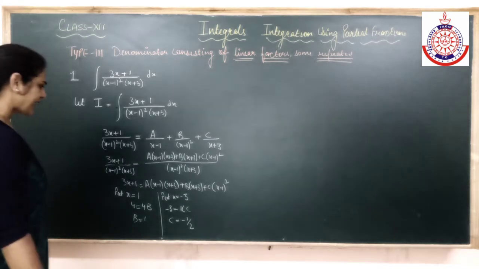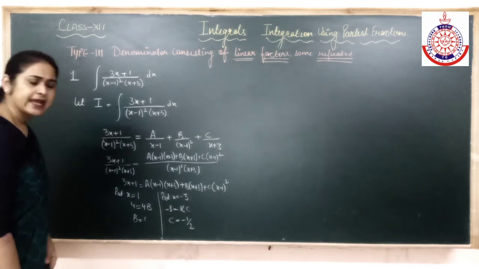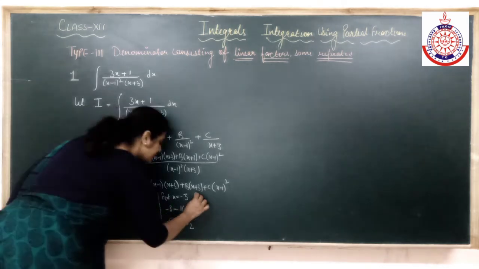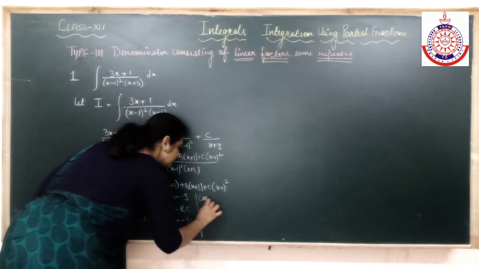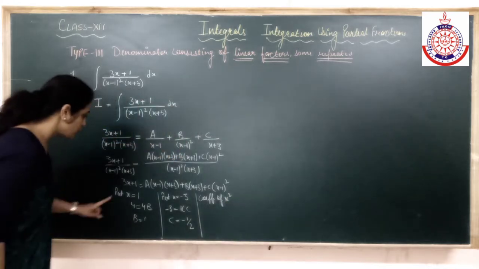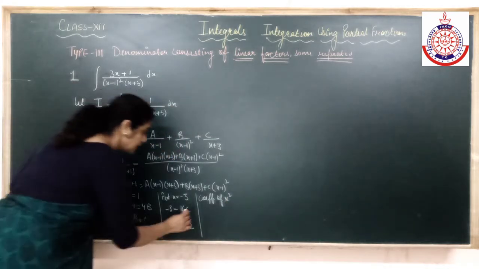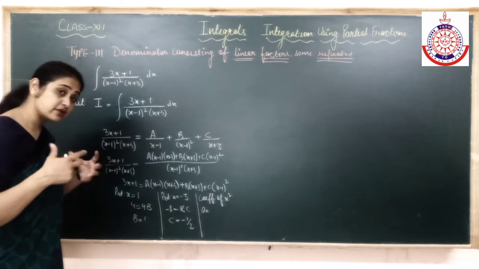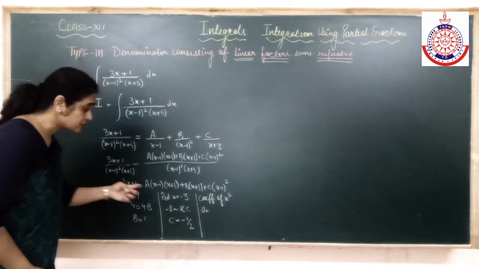Now I need to find out the value of what is left. A is left. So I can compare some coefficient. Can we compare some coefficient? Let's compare the coefficient of x square. Do I have x square here? No. 0. So you have to be careful. Don't write anything without thinking. No x square, so 0.